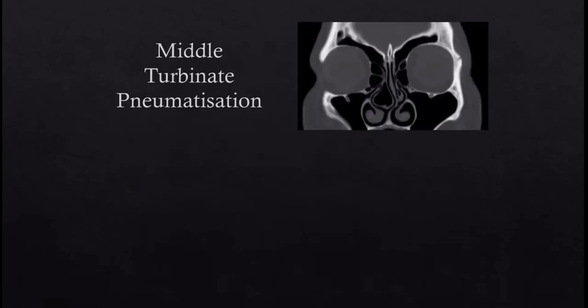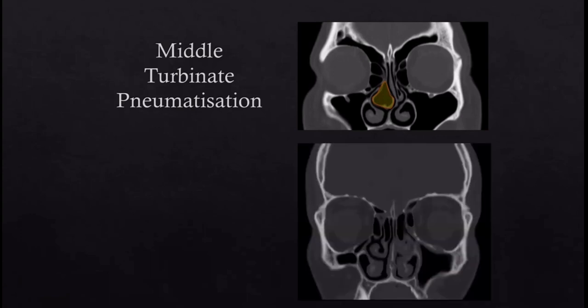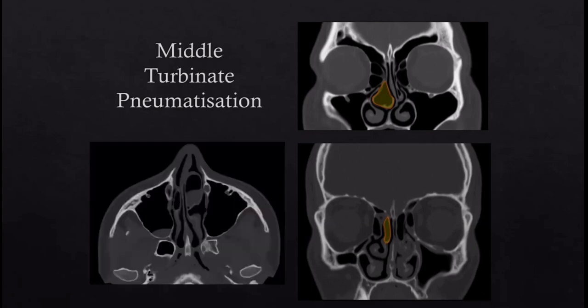Middle turbinates can also get pneumatized. So here we have a large pneumatized middle turbinate. This is called a concha bullosa, an air cell in the concha. If the basal lamella is pneumatized and not the blobby bit on the bottom, this is called a lamella concha. So that's two different types of middle turbinate pneumatization.